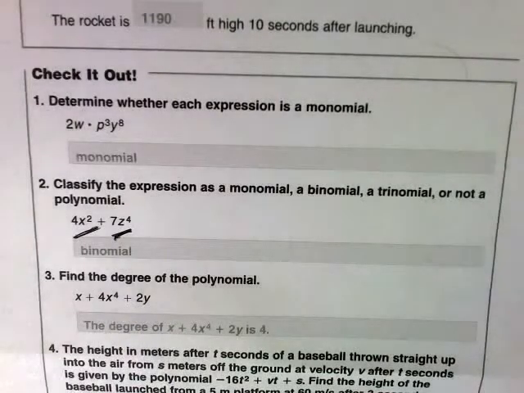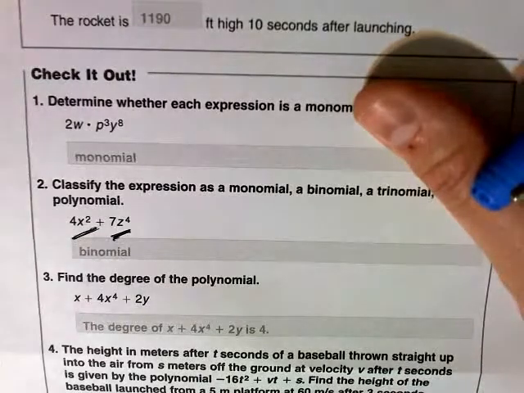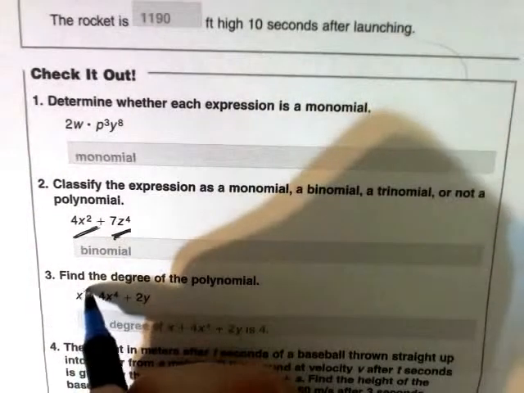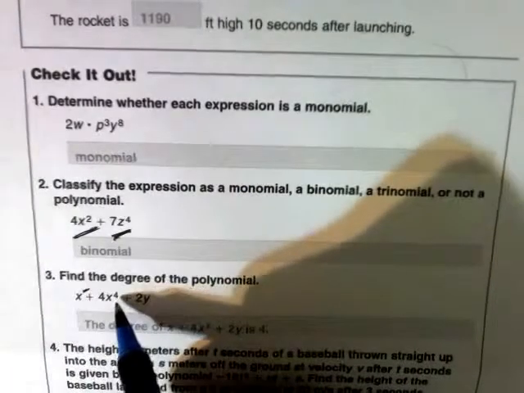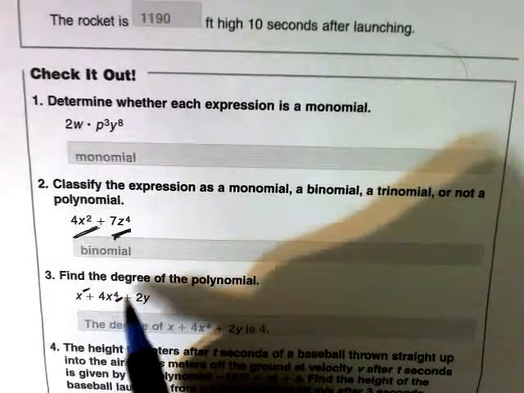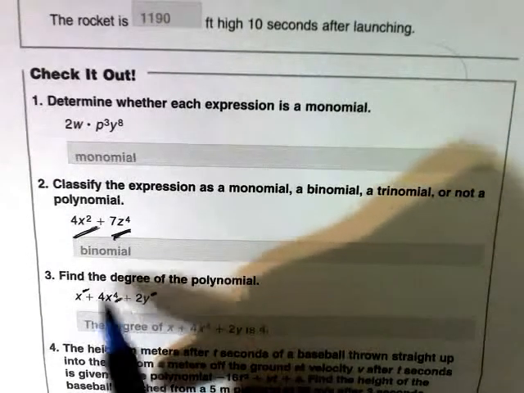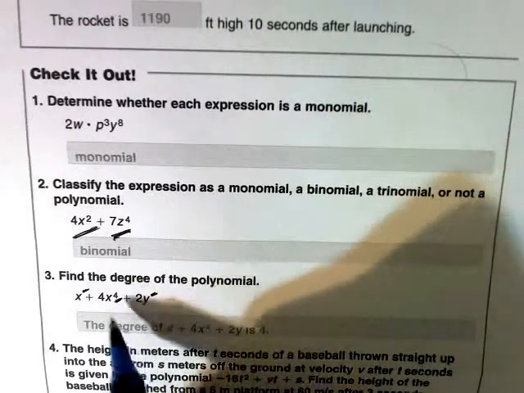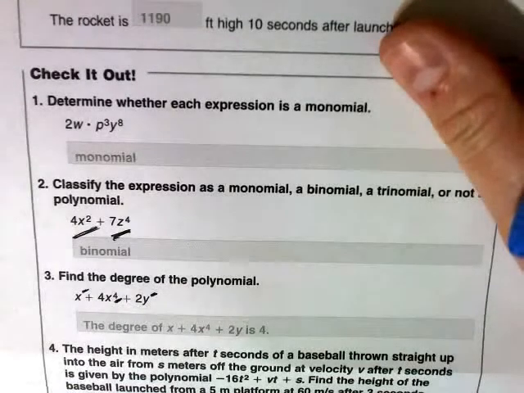Find the degree of the polynomial in part 3. Again, the degree comes to us by looking at the exponents. So here on the x, the exponent is 1. Remember, if there's no number there, it's always a 1. On 4x to the 4th, the exponent is 4. On 2y, the exponent would be a 1. So 1, 4, and 1. Biggest exponent is a 4, so the degree of x plus 4x to the 4th plus 2y is 4.